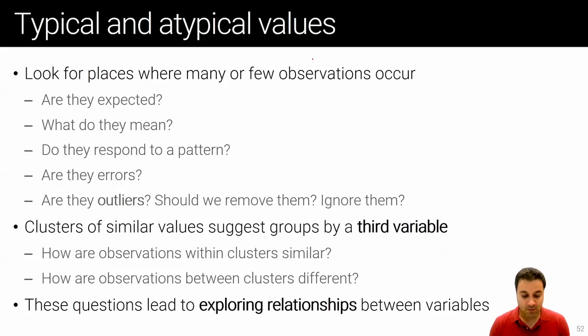So another thing to look into are typical values or atypical values. We have to look for places where there are many or just a few observations and start wondering again, are they expected? Is it expected that we have so many observations around this range of data, or that we have just a few observations in here and in there when we perhaps should have more? What do they mean? Maybe again, they respond to a pattern.